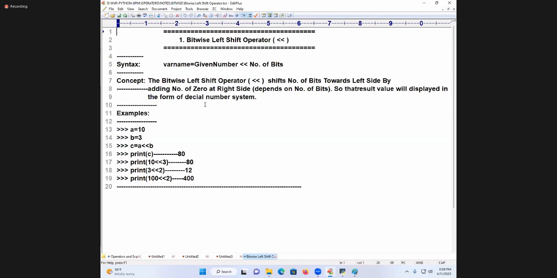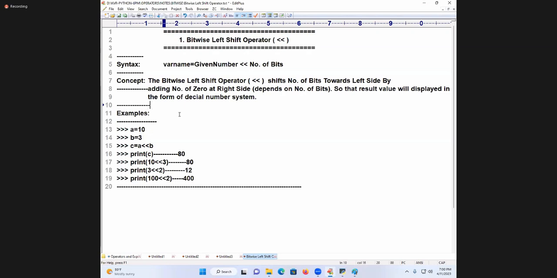Read out this concept now. Variable name is equal to given number double less than number of bits. What is the concept? The bitwise left shift operator shifts the number of bits towards the left side by adding zeros at the right side. How many zeros? Depends on the number of bits. That result will be displayed in the form of a decimal number system.